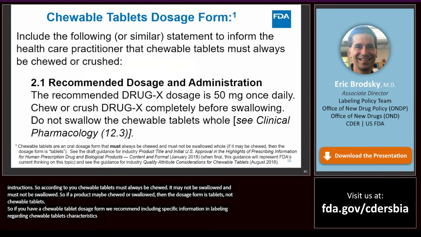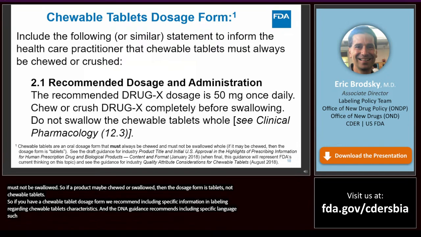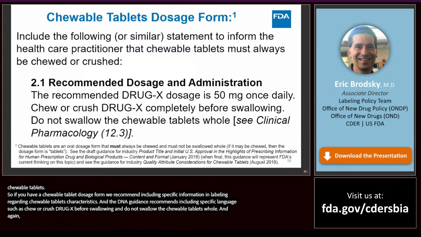characteristics. And the DNA section of labeling guidance recommends including specific language such as chew or crush drug X completely before swallowing. Do not swallow the chewable tablets whole. And the rationale behind this is included in the pharmacokinetics subsection 12.3.